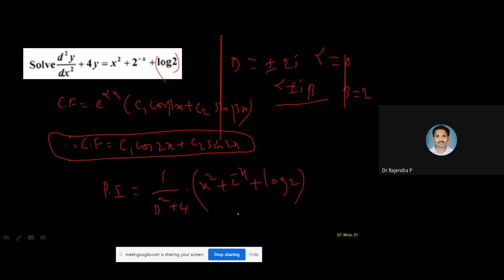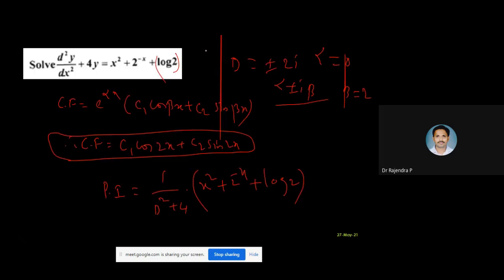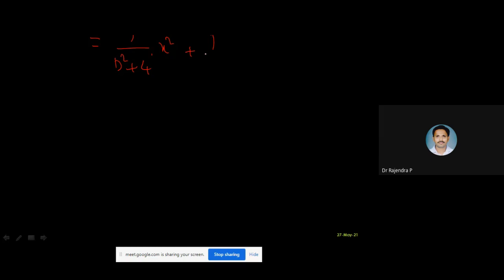Okay. So I will continue without taking different parts. That is equal to 1 by D square plus 4 into x square, plus 1 by D square plus 4 into 2 power minus x, plus 1 by D square plus 4 into log 2, right?